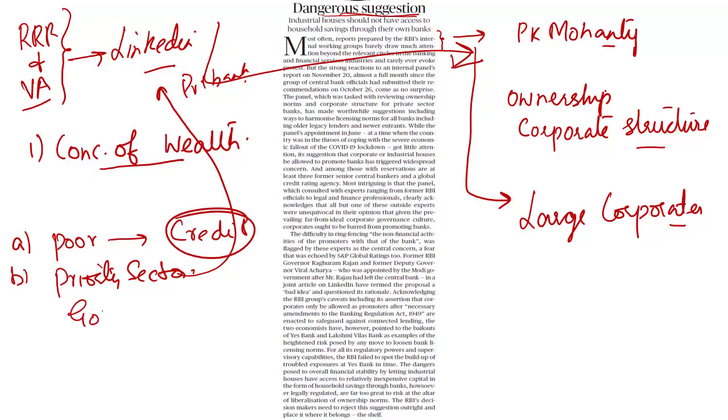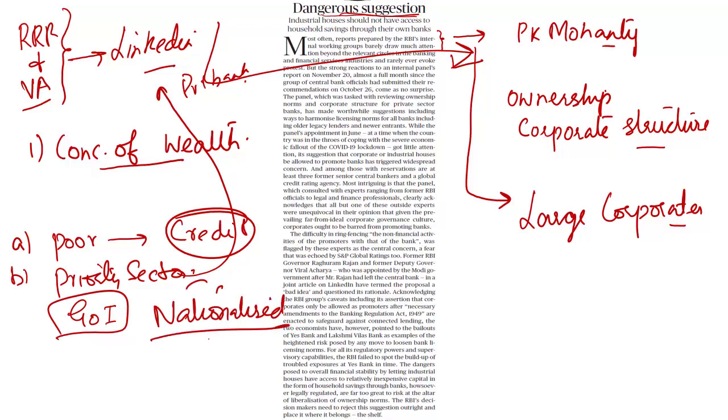Then what happened? The government of India nationalized these banks, converted these private banks into government-owned banks. The year was 1969. Indira Gandhi was the Prime Minister. 14 banks were nationalized by the government of India. The year was 1980. 6 private banks were nationalized by the government of India.